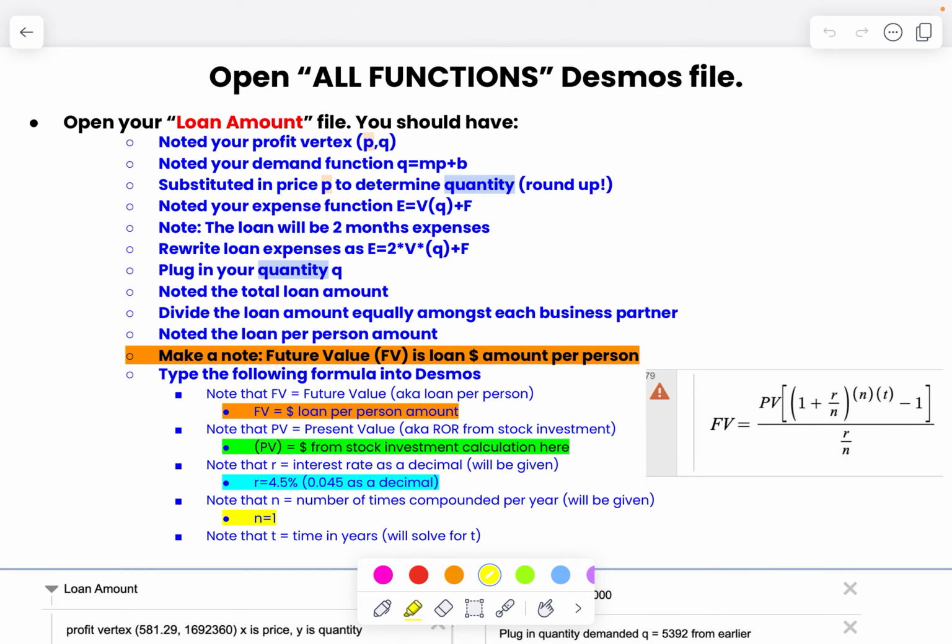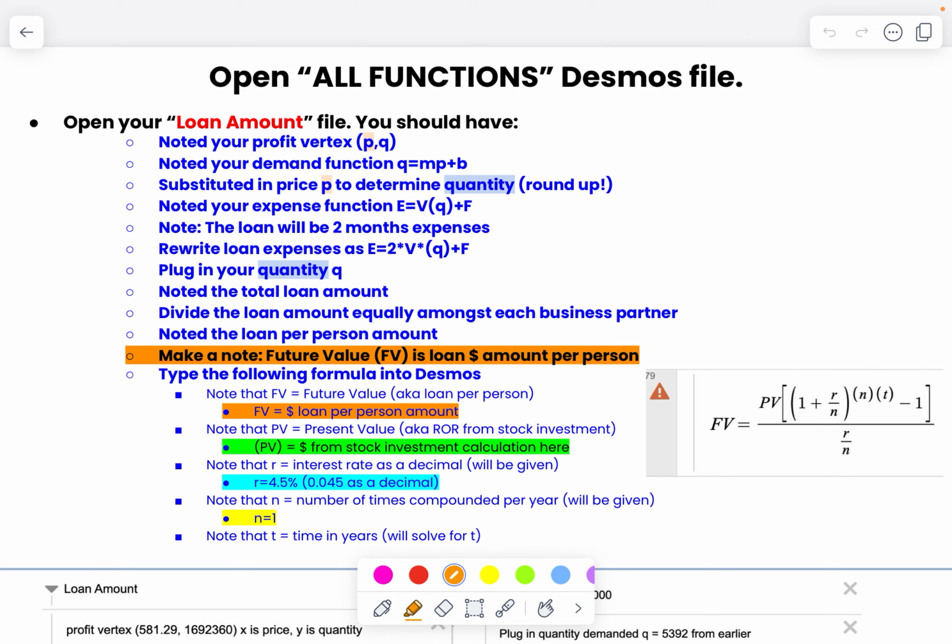But actually, we're borrowing 2 months worth of our expenses for the loan. So we needed to multiply that by 2 before we plug in that quantity into our expense function. Once we plugged in our quantity, that gives us the expenses needed for 2 months. And this is our total loan amount that we have. Divide that by however many people are in our groups as equal business partners, and that is the loan amount per person. Okay, the loan amount per person is the future value.